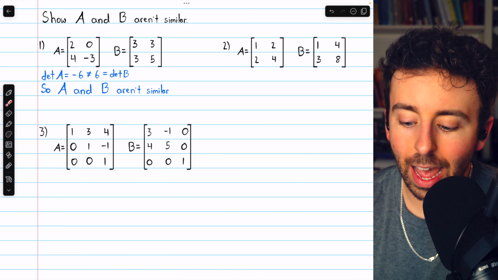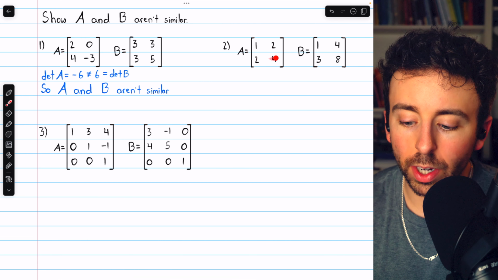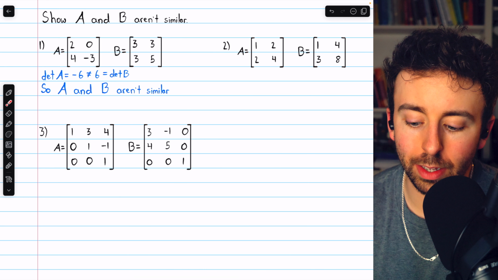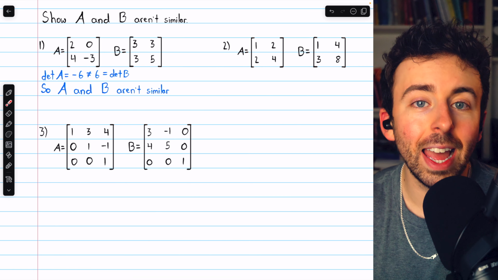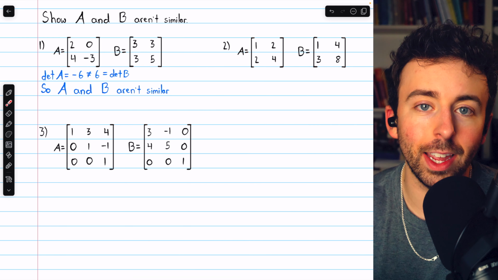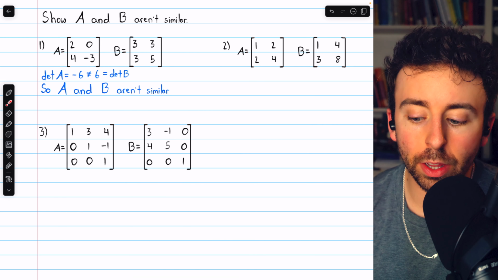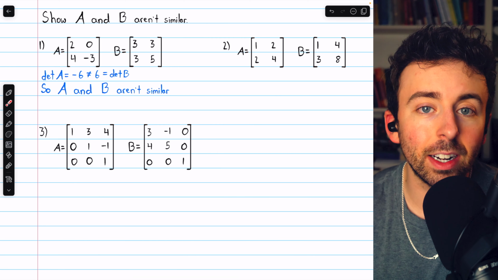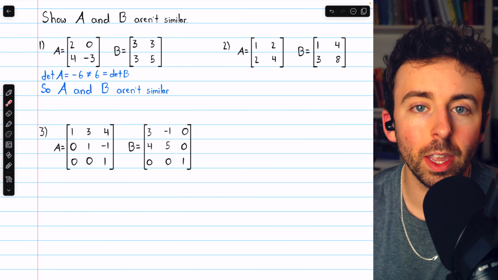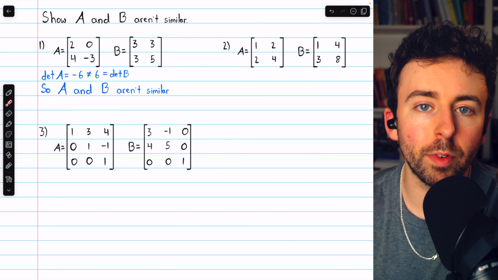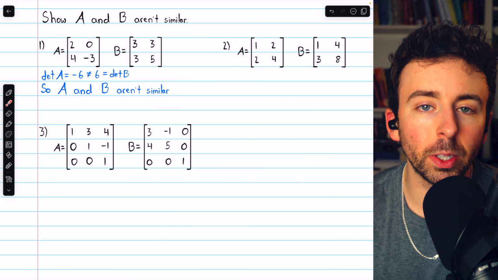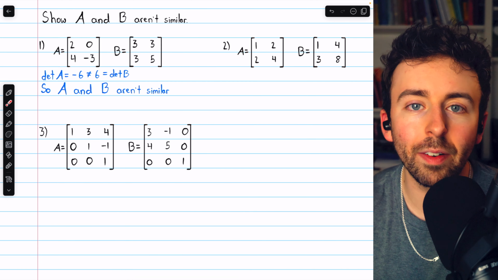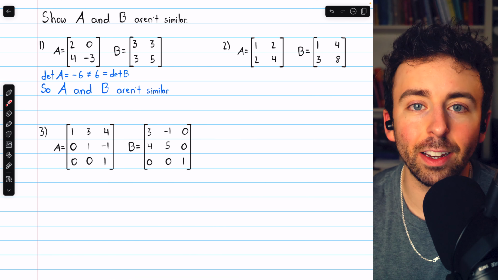Well, in matrix A, we can see that rows 1 and 2 are not linearly independent. Row 2 is 2 times row 1. Hence, the rank of matrix A is 1. On the other hand, the rows of matrix B are linearly independent, and so its rank is 2. Rank is a similarity invariant. If two matrices are similar, they have to have the same rank. These two matrices do not have the same rank, hence they can't be similar.